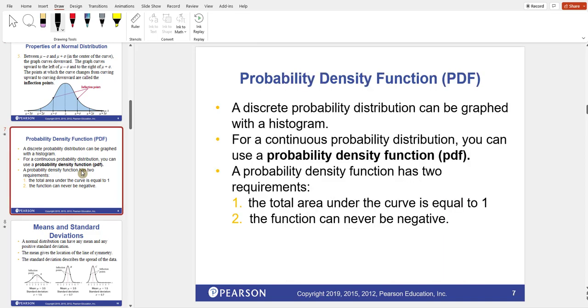A discrete random distribution can be graphed with a histogram. For a continuous probability distribution, you can use a probability density function, or a PDF. A PDF has two requirements. The total area underneath the curve is equal to 1, and the function can never be negative.